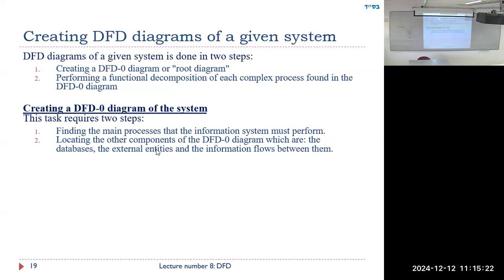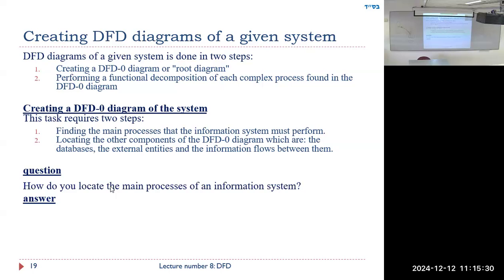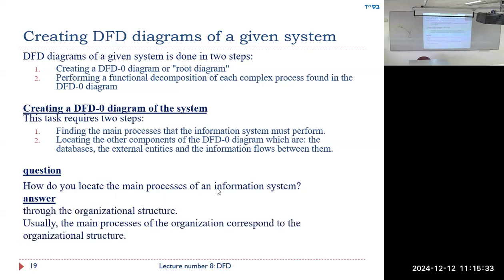the main process, locating other components of the DFD 0, which are the database, external entities, and find the information flows. Question: how do you locate the main processes of an information system? Through the organizational structure. That's what I was saying about IBM. IBM has an HR department. It has a department of sales. So one double circle will be HR, one double circle will be sales, one double circle will be development, one double circle will be testing. Those are all different departments. And then you can start saying what each department does.